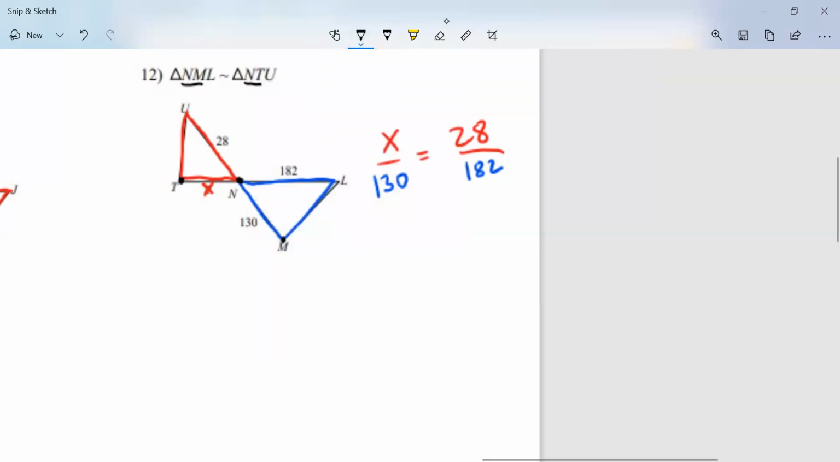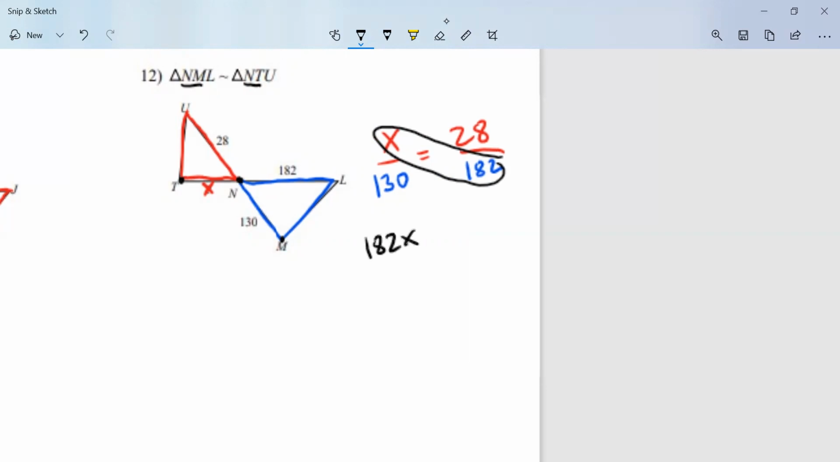Now, I'm just going to cross multiply. When I go this way, 182 times X. Again, I know when I'm multiplying a letter and a number, I'm just going to write them together. So let me just go 182x equals, on the other side, 28 times 130 is 3,640. Because I know these two triangles are similar, I know the fractions are proportional.